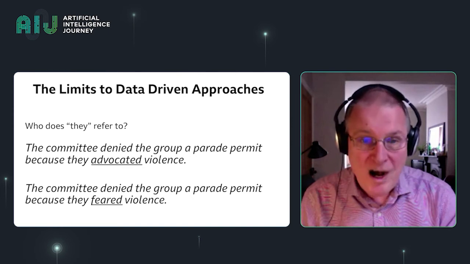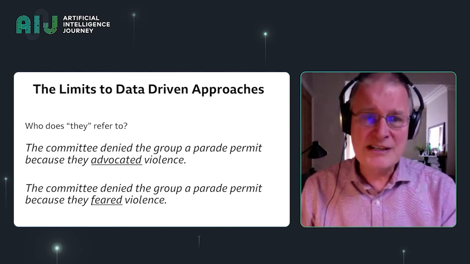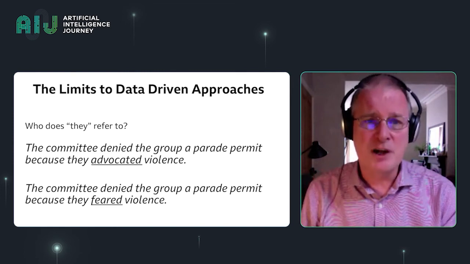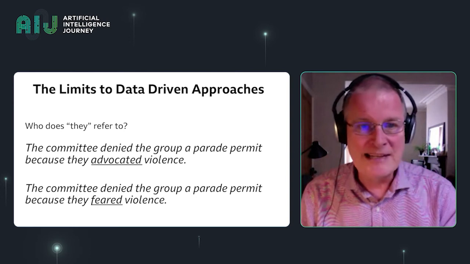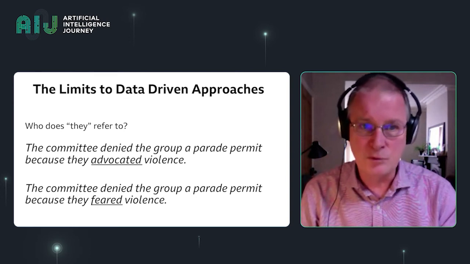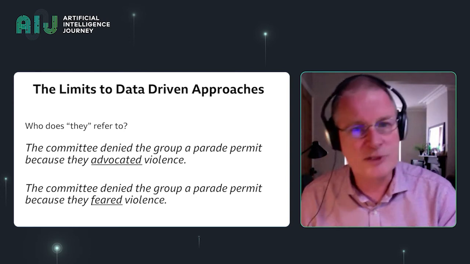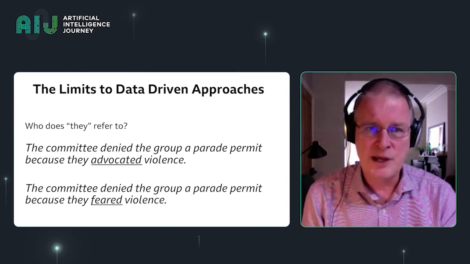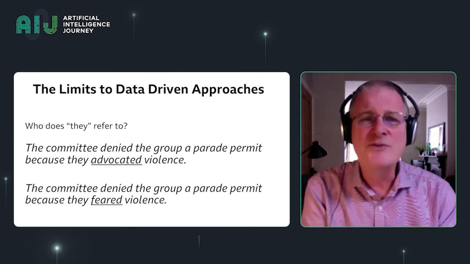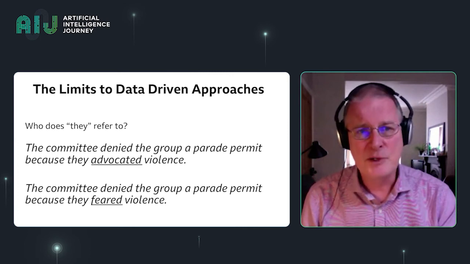them. So why? Because in order to interpret those sentences, you need some knowledge of, for example, parades, and what parades do, the fact that they often lead to violence, and what committees do. Committees tend to avoid violence, and so on. You have to have all of that knowledge in order to be able to interpret those two sentences, and we don't know how to give that to a computer program.